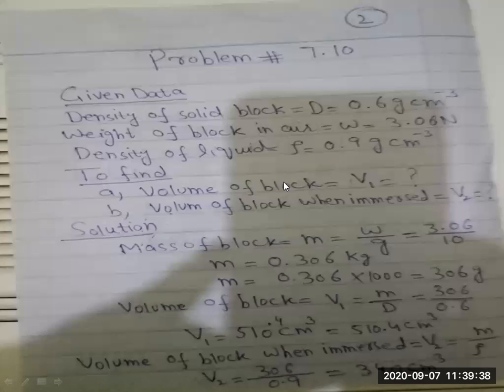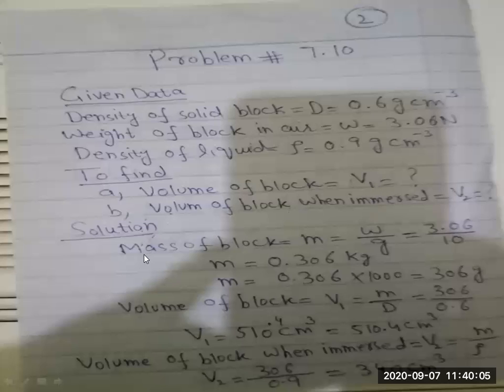First, the volume of the block is V1, and the volume of the block when immersed is V2. Whenever you see the term immersed, it means dipped into the water. We need to find the volume of the block, V1, and the volume of the block when dipped into the water, V2. So these two volumes we want to find.